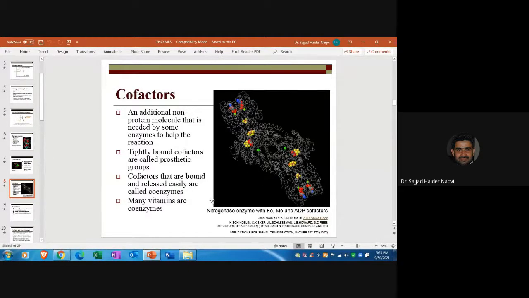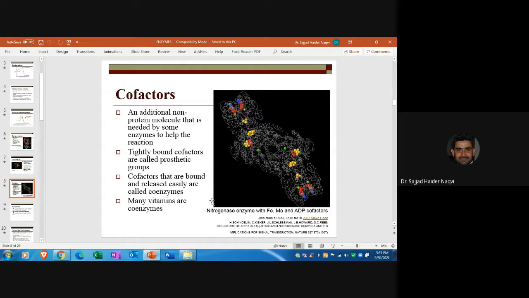So the cofactors are an additional non-protein molecule, which, as I said, in most cases are minerals, that is needed by some enzymes, not all, to help the reaction. What these cofactors are doing, they're tightly bound with a specific enzyme with a prosthetic group, a specific group. The cofactors that are bound and released easily are called coenzymes.